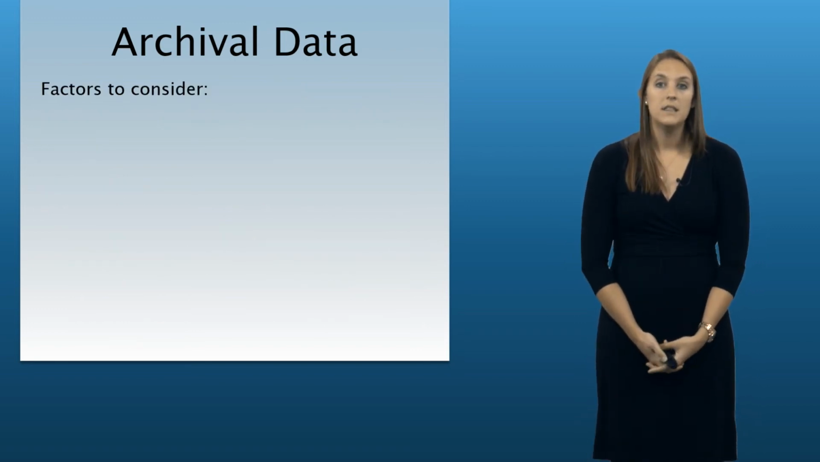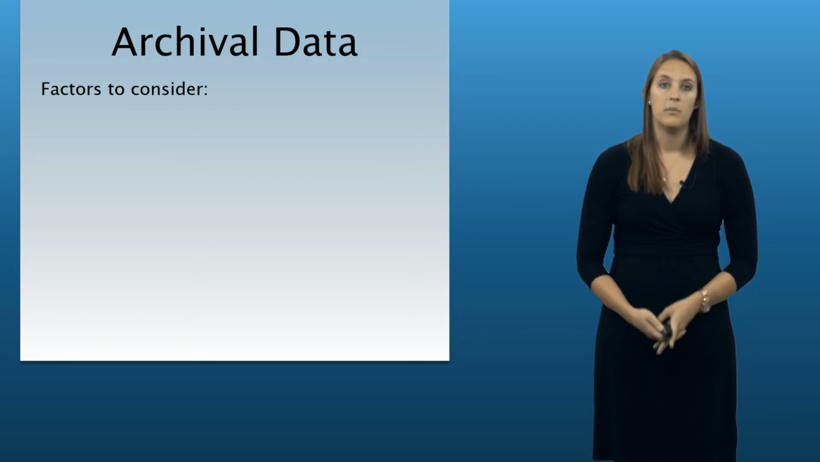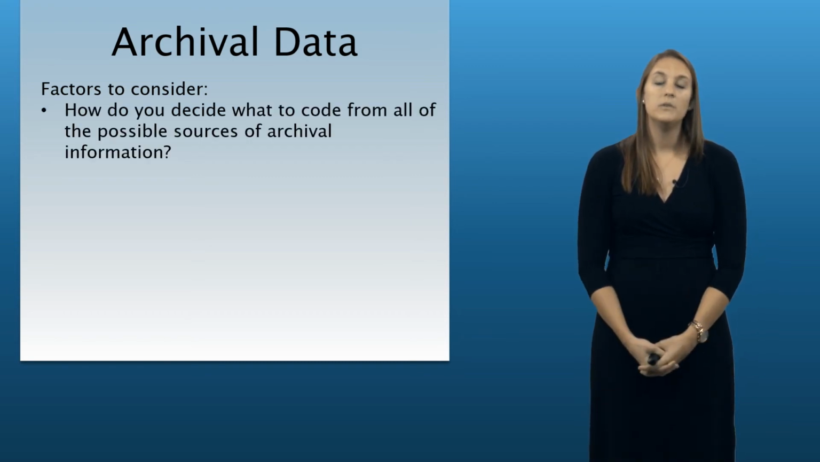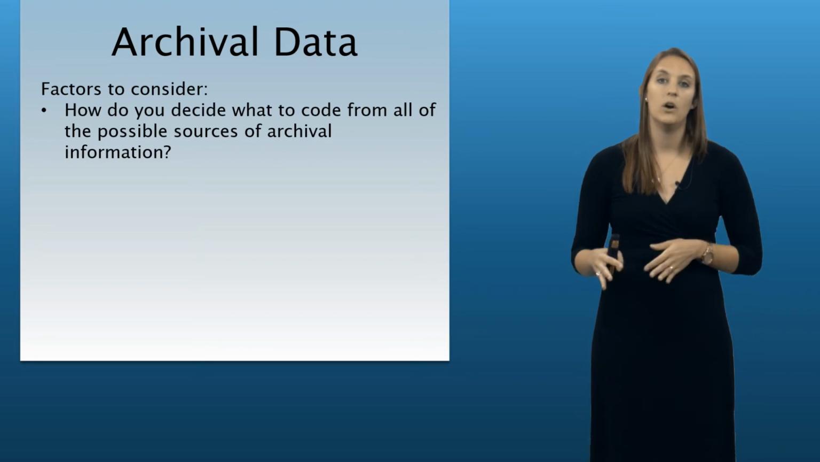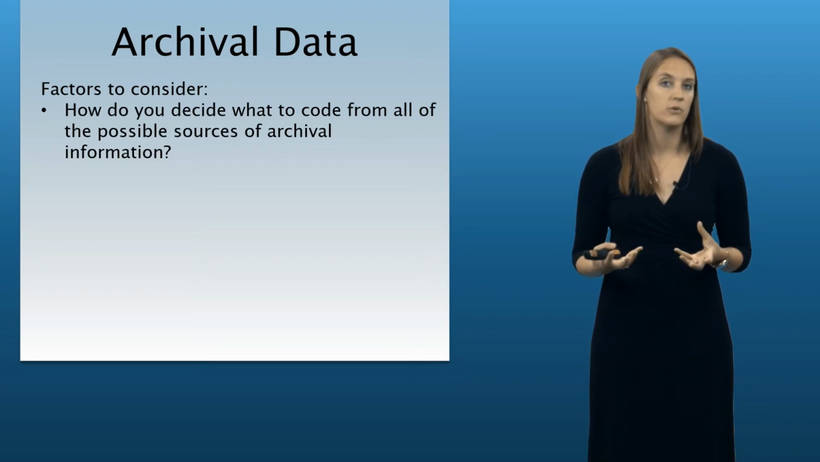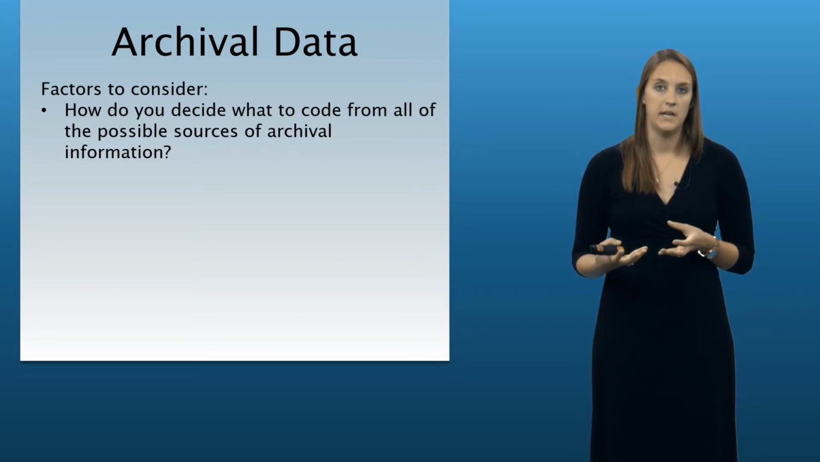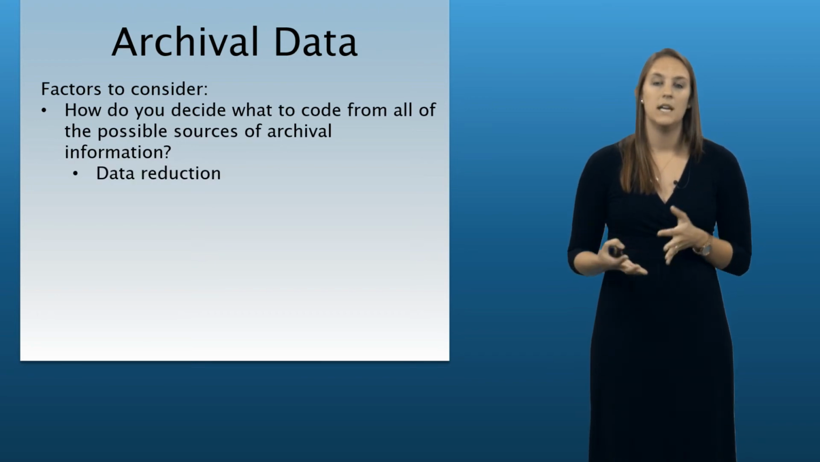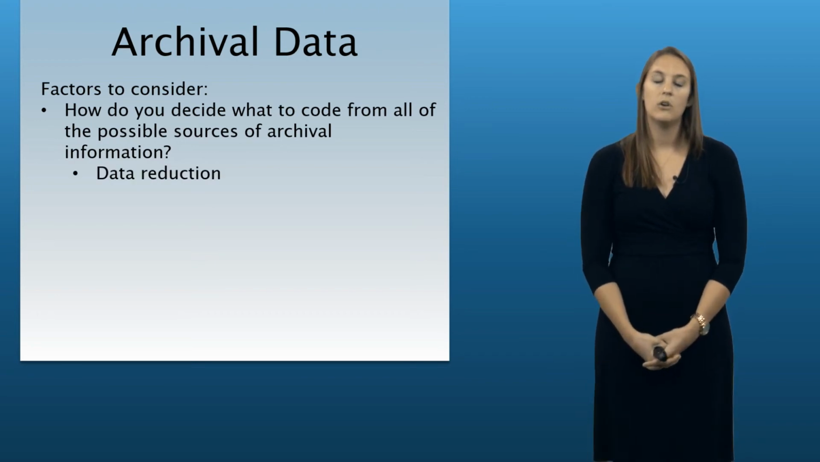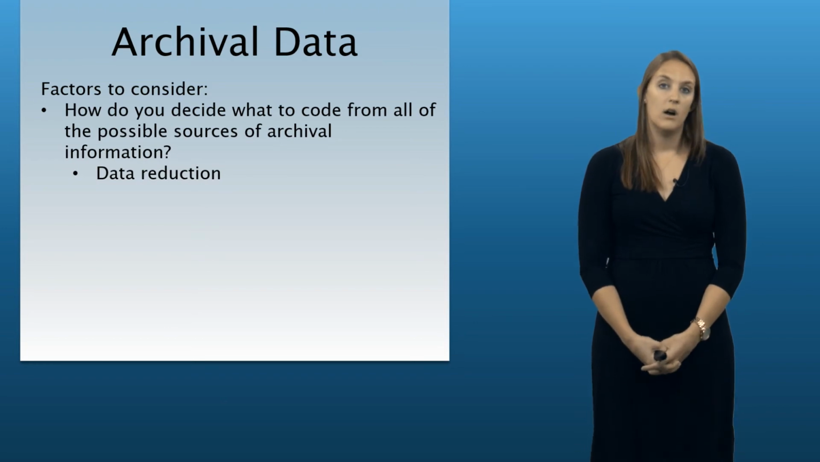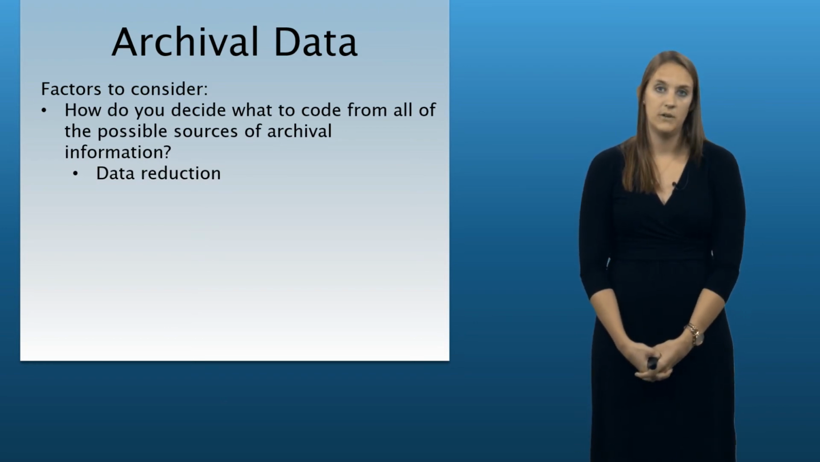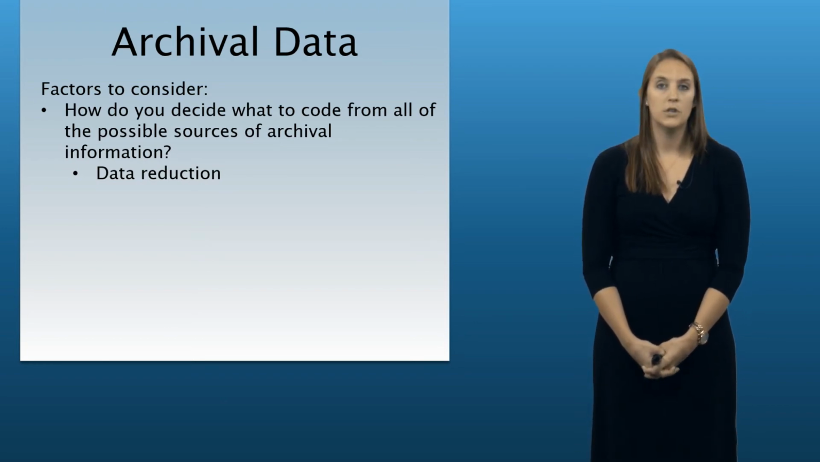So again, things to think about when you're doing your archival data project. How do you decide what you're actually going to code from this huge possible source of archival information? This is called the data reduction problem. So let's say you're coding news blogs for how they describe scientific findings. Where do you even start with that?